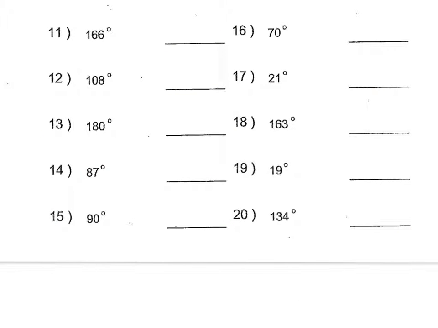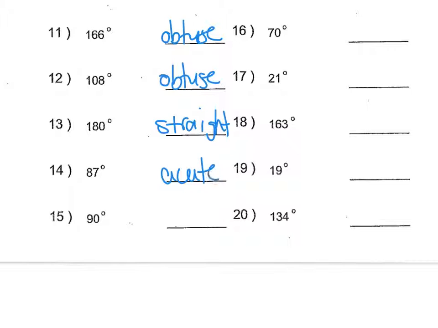So if we do the same thing, but we're actually given the degrees, it makes it a little bit easier because you're literally just looking at the number. So this is bigger than 90, so this is obtuse. Bigger than 90 would be obtuse. 180 is a straight line. 87 is smaller than 90, so that would be acute. 90 is exactly 90, so that's right. Okay, so those are some examples of how you can take the degrees and classify them as acute, obtuse, right, or straight. So those are some of the basics around angles.